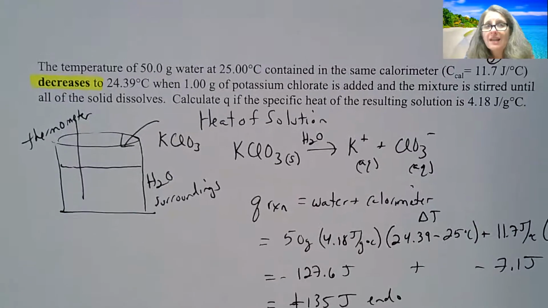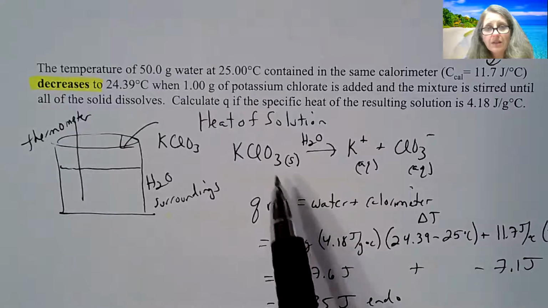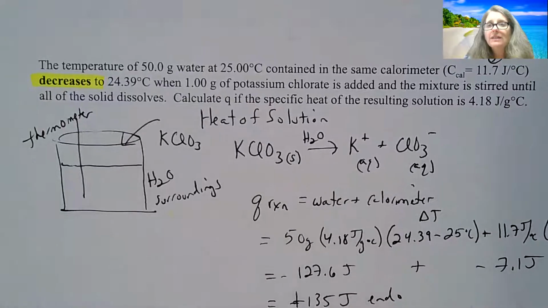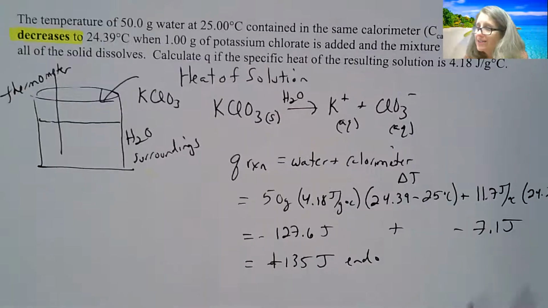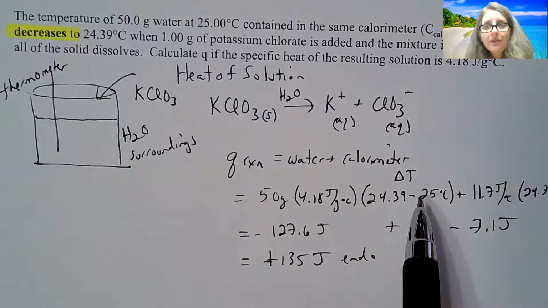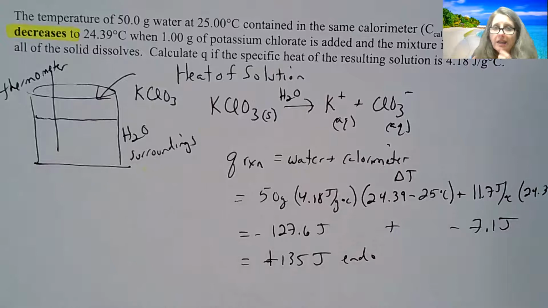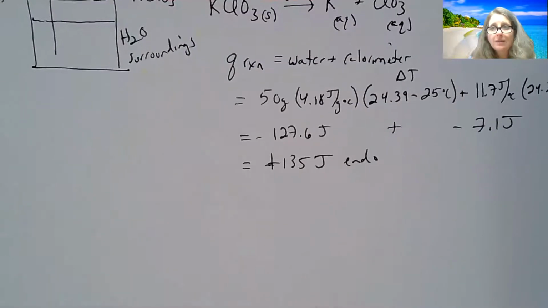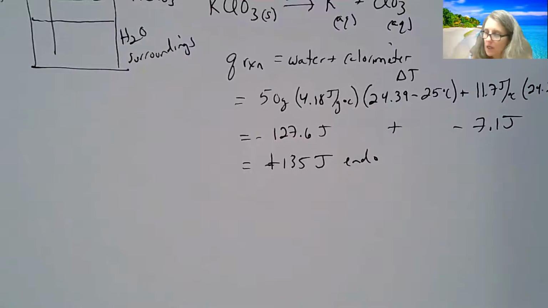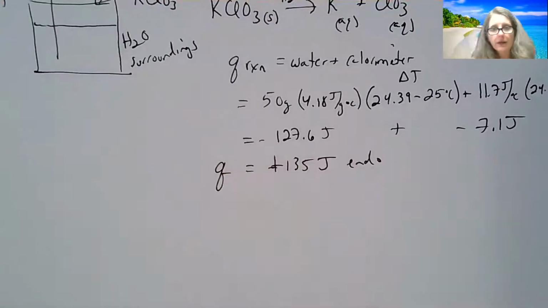Okay, so if this was an exothermic process, that means if this was dissolving, it would release energy. You would see the energy flow into the water. Well, then the water's temperature would go up, okay? Your delta T here would end up being a positive value. So for heat of solution problems, you are going to have to really examine. You can't just use the math to help you out. All right, so this is Q.